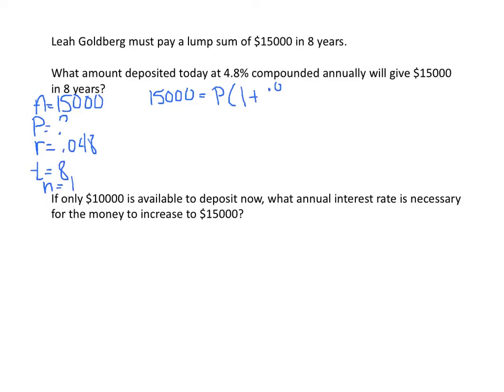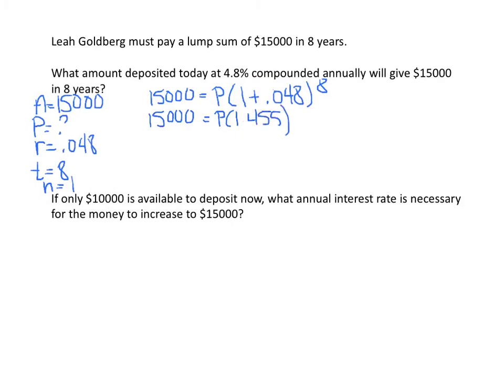And actually, I don't even have to use that as a fraction because n is 1. So what am I going to do? Well, I'm going to take this, put that into my calculator first. When I do, I get this: 15,000 is equal to P times 1.455.